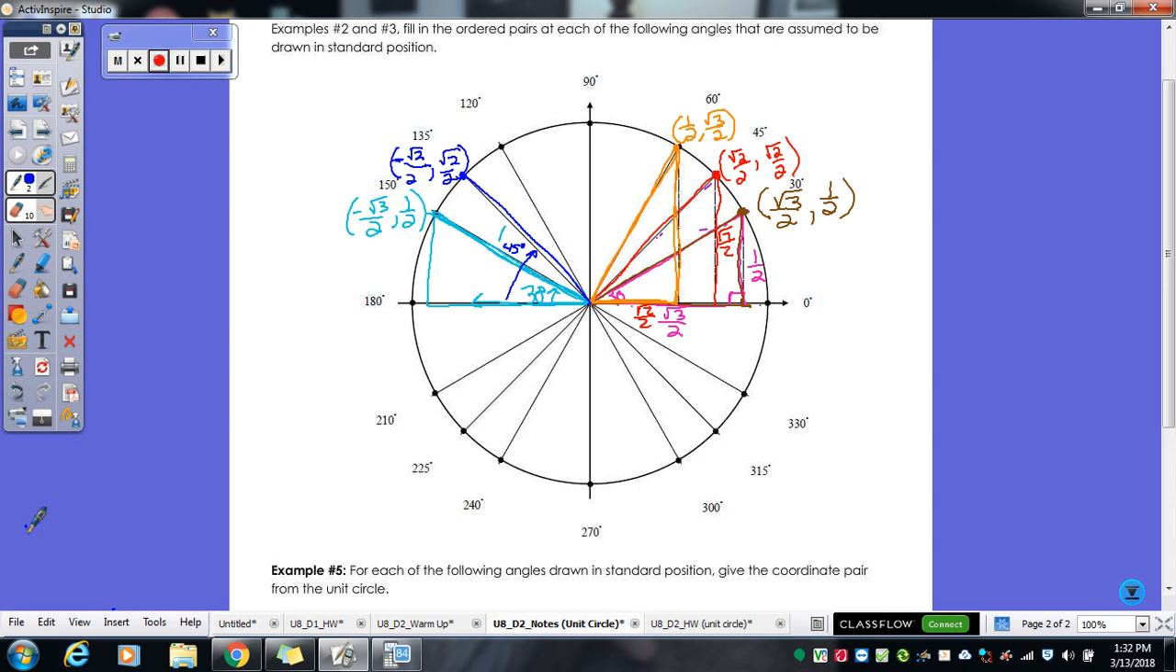And then the other one is 1/2, comma. Sorry, no. It's radical 3/2, comma negative 1/2. Switch it around. X is still 1/2, you just change it to be negative. And then radical 3/2 is your y. You're still going up radical 3/2.